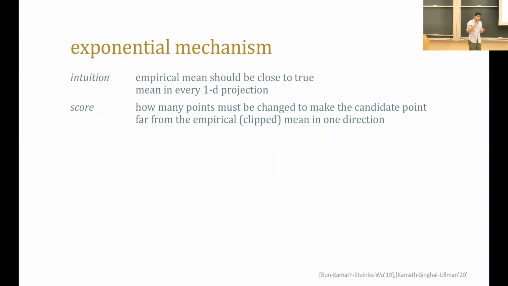So there's a classic way to design score functions for the exponential mechanism. And that is how many of the points in your data set you need to change in order to make your candidate point look like a bad candidate point. Why is this a good score function? Because the sensitivity is going to be 1. So it's nice in that sense, because changing one point is embedded into this definition of a score function.